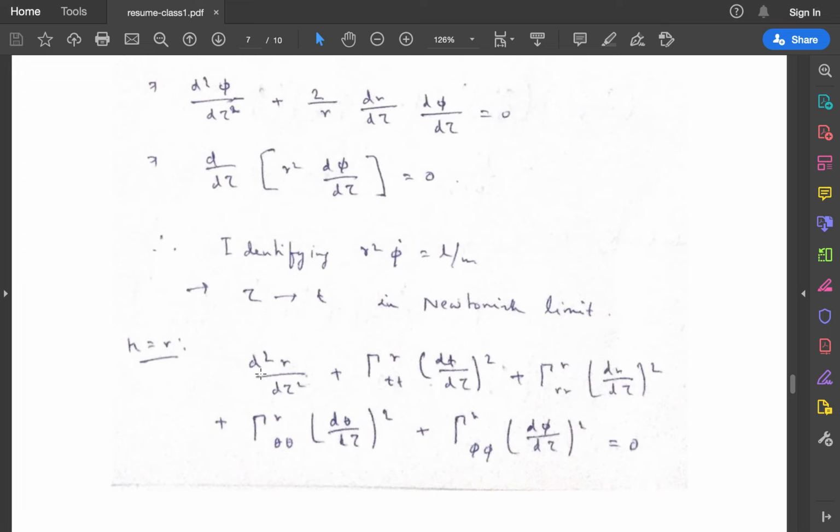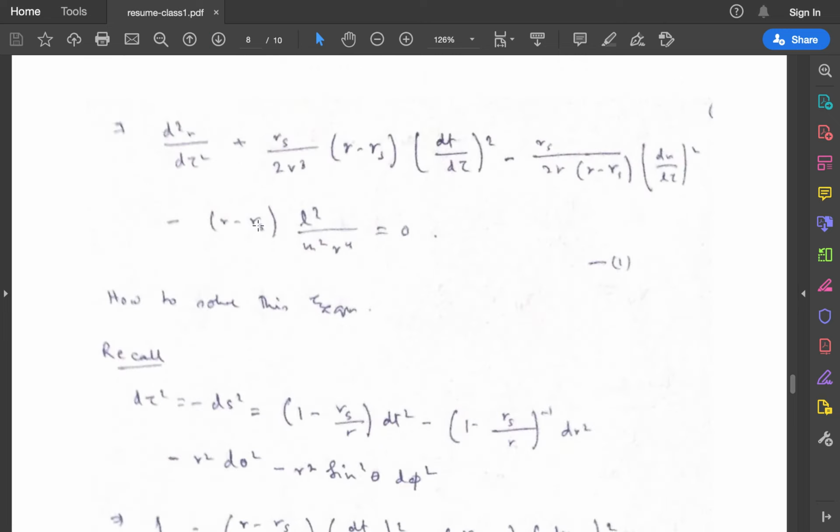Okay, so now we again we know this, from our solution of the metric. So we can calculate this, and this becomes of this form: d square r by d tau square, rs by twice r cube, r minus rs, dt by d tau square, minus rs by 2r, r minus rs, dr by d tau, into r minus rs, l square by m square to the 4, equal to 0. So now we are stuck.